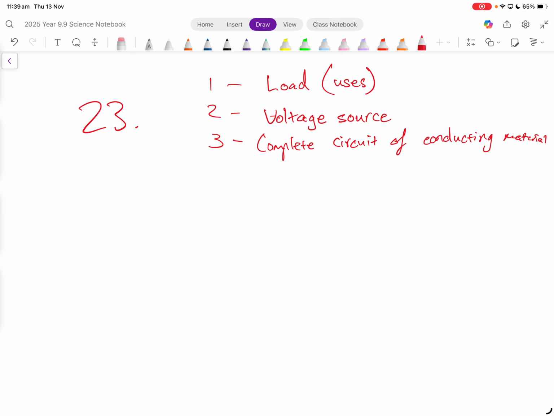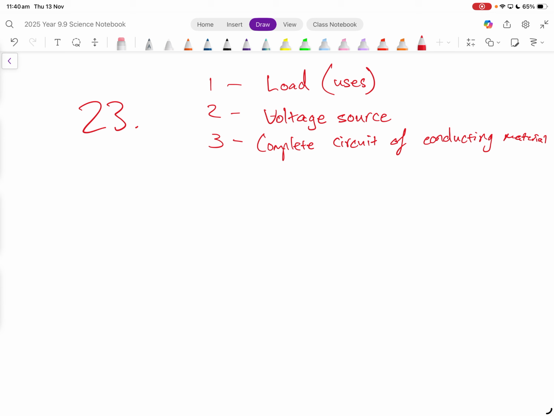Voltage source. What's an example of a voltage source then? Battery. Yeah, a battery, maybe one other one that we've used in class as well. Can anyone think of it? The cells. A cell? Yeah, a cell is like a unit of the battery. A DC power supply. Yeah, like a power pack that we've been using in class.